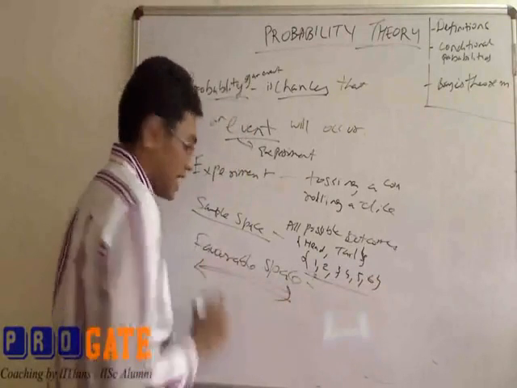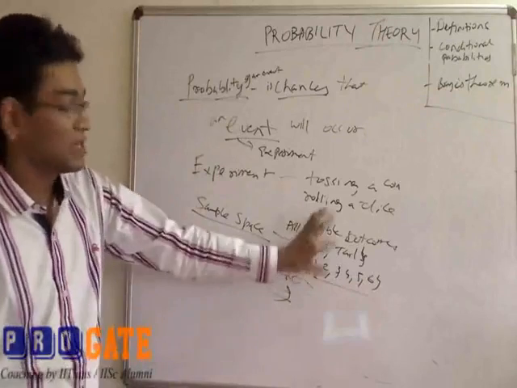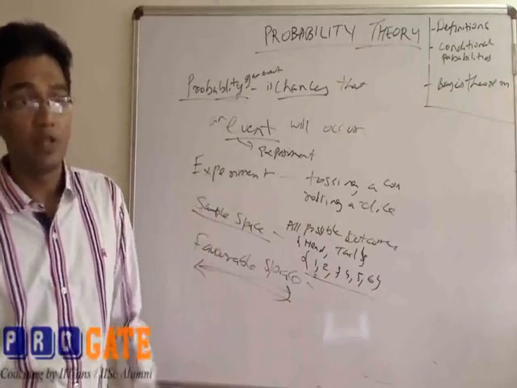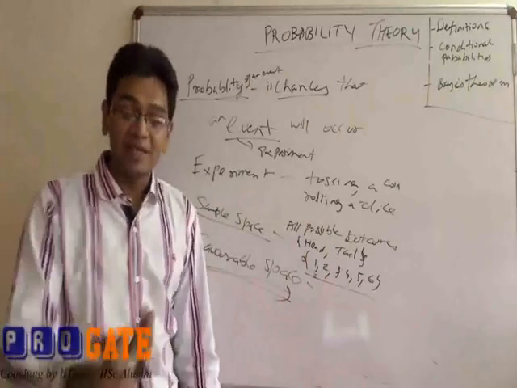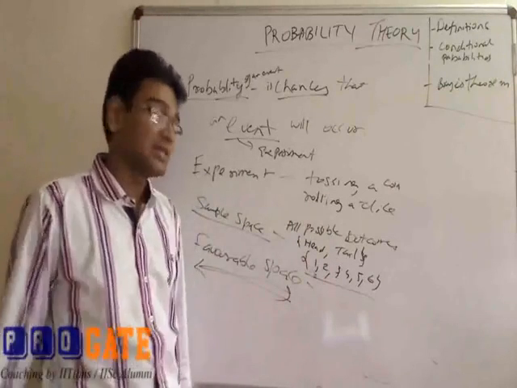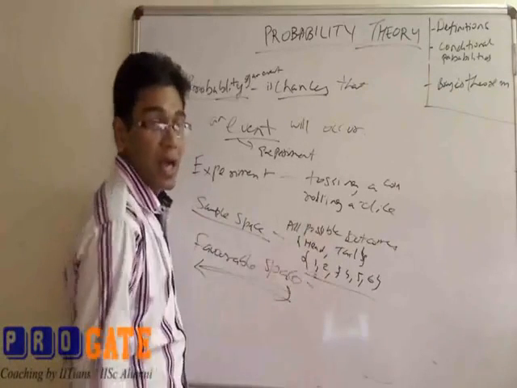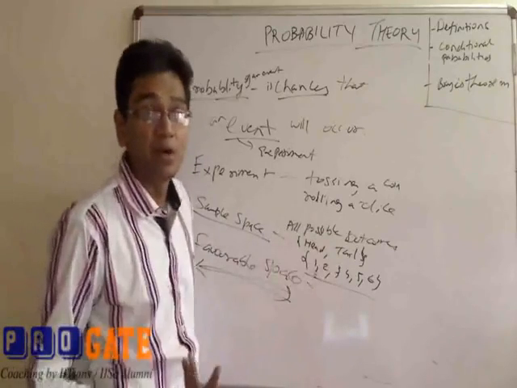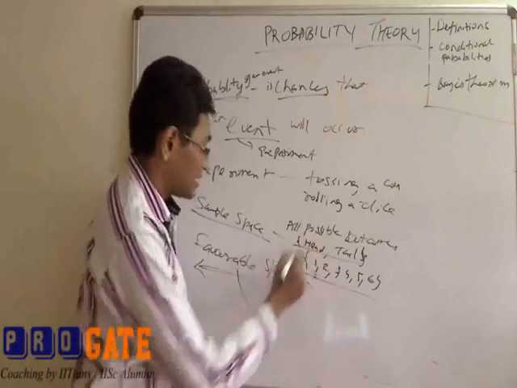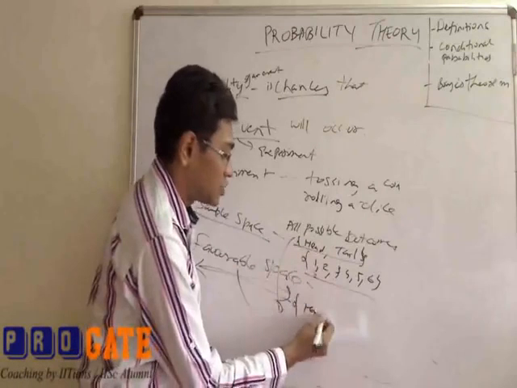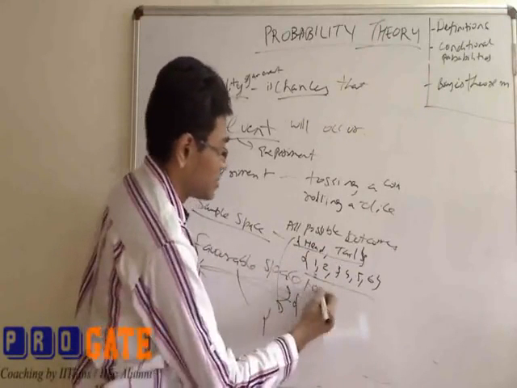Now what does favorable space mean? I want to calculate what I like or what I want. I am not interested in all the possible outcomes, but rather in the chance that a specific, particular thing will occur. For example, if I toss a coin and ask what is the probability that head will come, I know all possible things are head and tail. Out of these two, I want head to appear. So this is my favorable outcome.